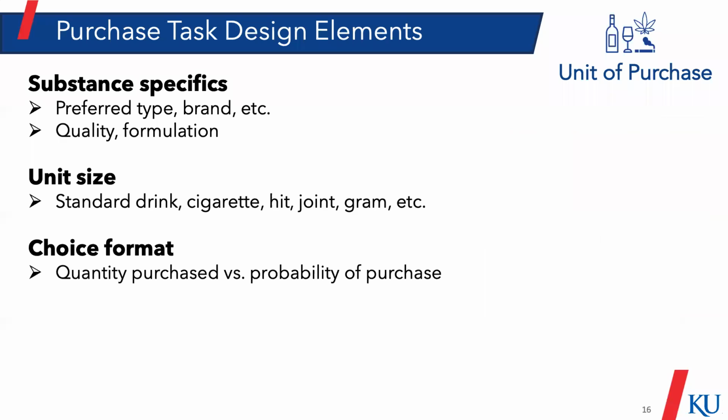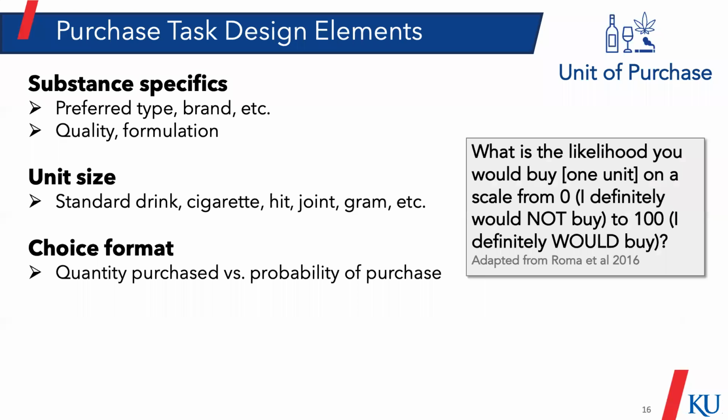The choice format is also important. So are you going to ask them about quantity? So how many drinks, how many hits? Or are you going to ask them more recently about probability of purchase? So in this case, the question is framed a little bit differently. The question is, what is the likelihood that you would buy 1 unit on a scale from 0 to 100? Where instead of modeling quantity consumed, you're modeling probability of purchase of a single unit at that price.